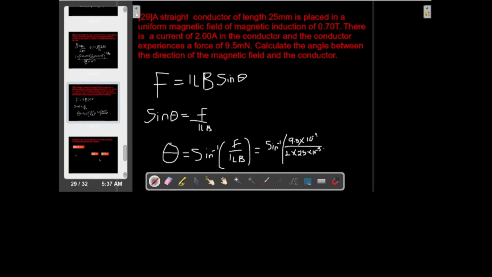That is for the length. Multiplied by the field now, the field strength, which is 0.70. Alright, so this gives us a final answer of 15.75 degrees. So this is just a few out of the question bank that we are working with.